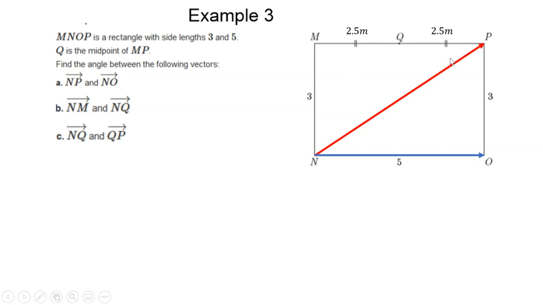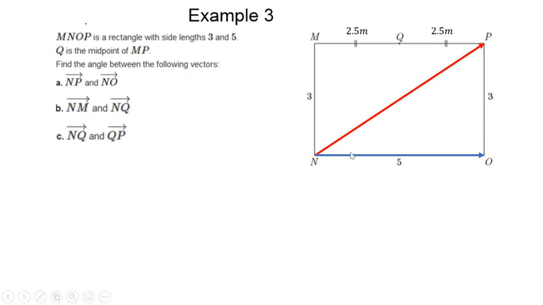Find the angle between the following vectors. Now, when you hear angle between vectors, I want you to make sure you understand that we always measure angles between vectors when they are tail to tail. That's an important point to remember. You must place vectors tail to tail if you want to measure the angle between them.